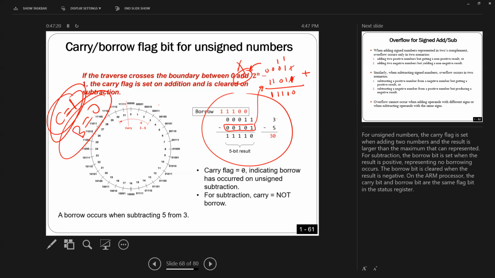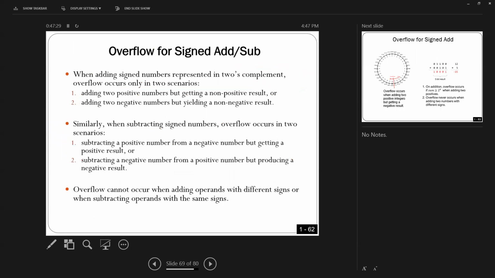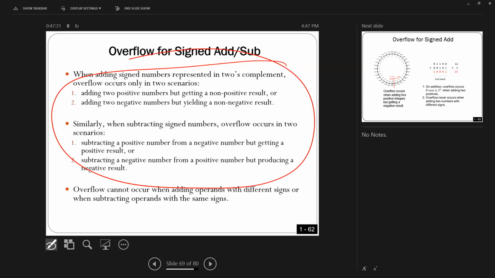If you borrow, okay, this borrow flag should tell you if there is a borrow or not, and this borrow flag should be the complement of the carry. Okay. This is actually what I have just explained right now.